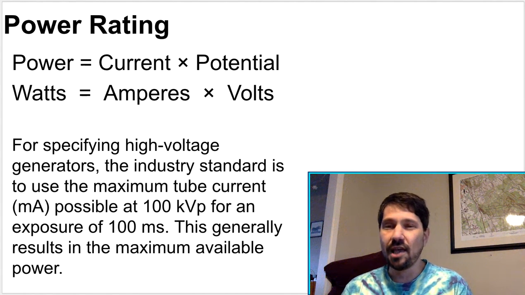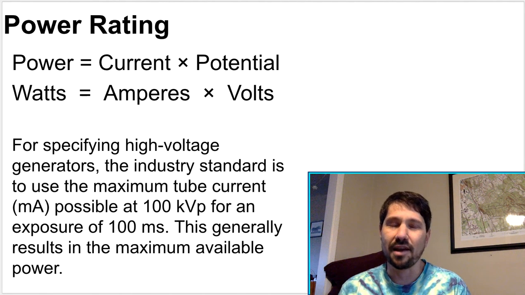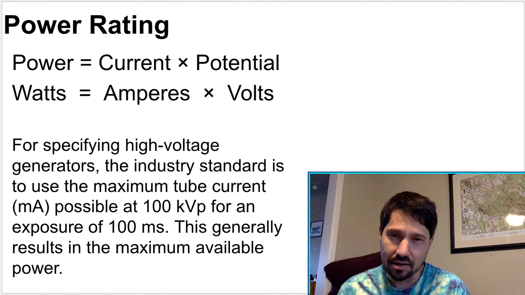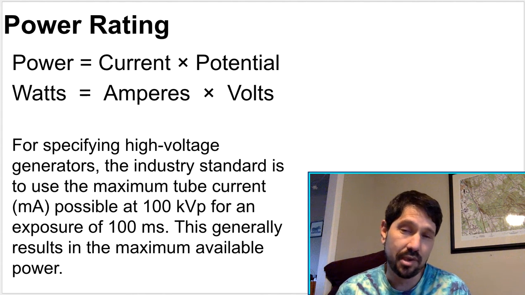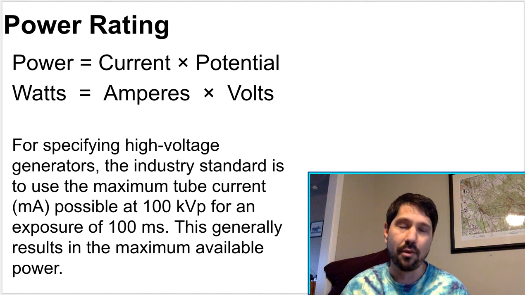And the industry standard for comparing how fast every car goes from 0 to 60 miles an hour, how wonderful every diagnostic X-ray tube is, is to say what's your highest current when running at 100 kVp for an exposure of 100 milliseconds. And that'll be our power rating.